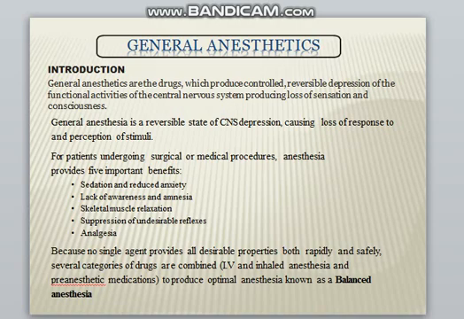Secondly, the second part is the general anesthetics. After giving the pre-anesthesia, we give the general anesthetics, and already we have seen what anesthetics are. They produce calmness in the patients so that they will not suffer from the pain. So the general anesthetics are the drugs which produce a controlled reversible depression of the functional activities of the central nervous system, producing the loss of sensation and consciousness.